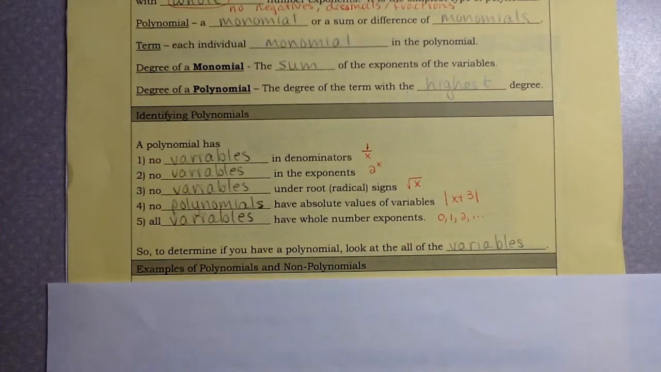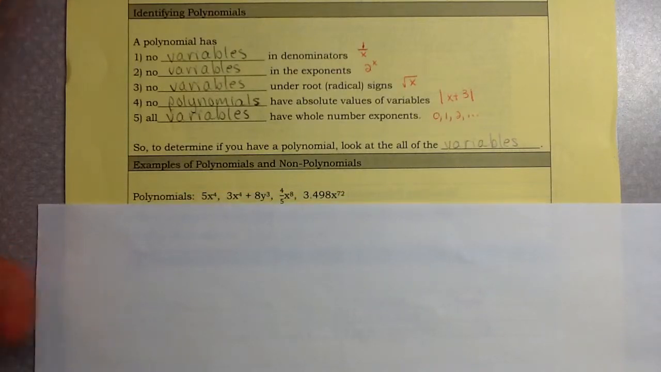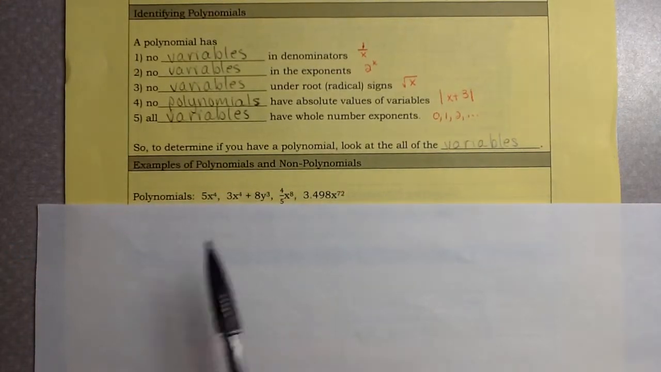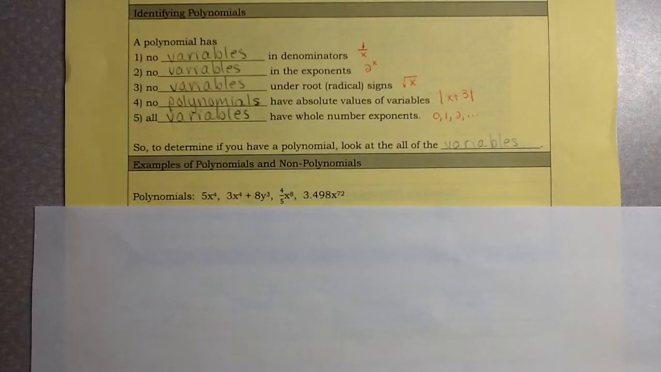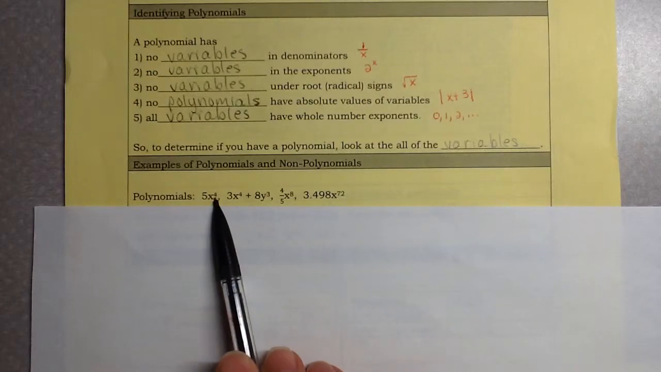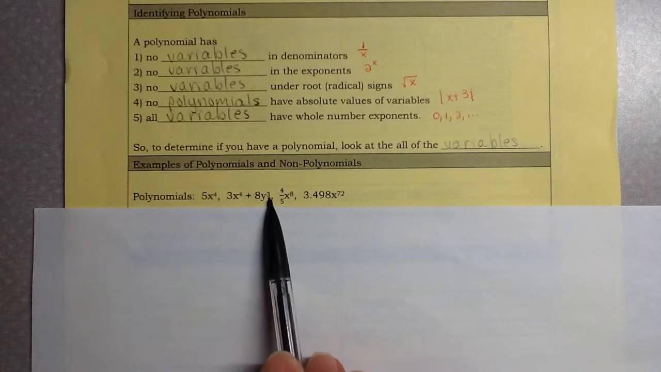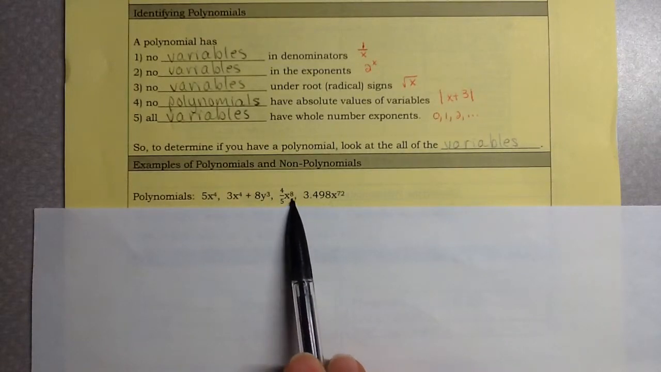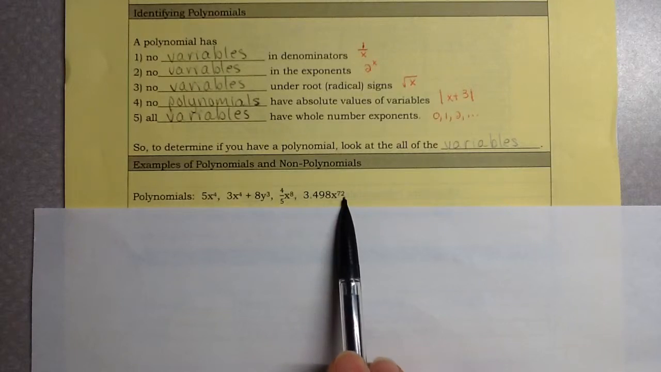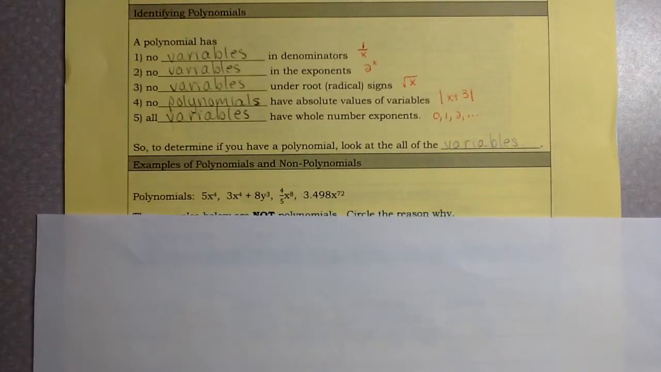All right, I'm going to give you some examples of polynomials and non-polynomials. We're going to look at them and, first of all, identify the ones that are polynomials and then decide why other ones are not. So here, if we're looking at the variable, we have a whole number exponent. Here we have a whole number exponent. Here we have a whole number exponent. Here we have a whole number exponent, and here we have a whole number exponent. None of the variables are in the denominator, they're not in the exponents, they're not under a root sign, and they're not inside an absolute value.